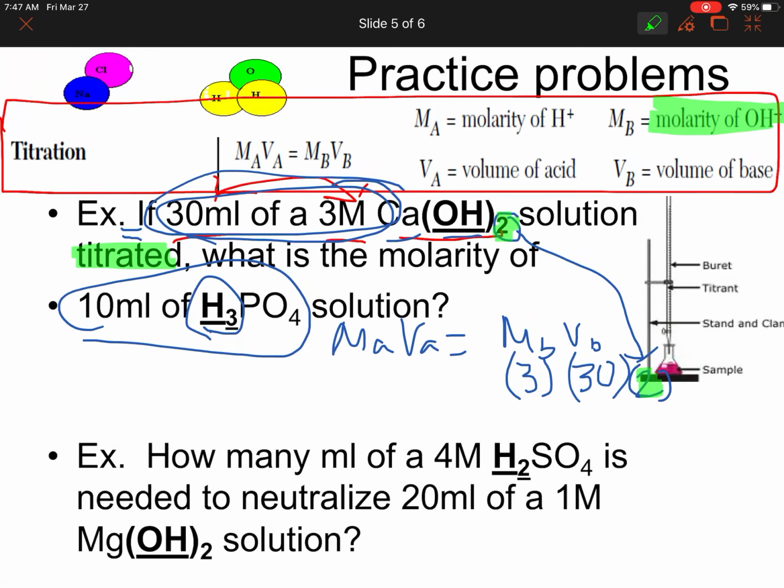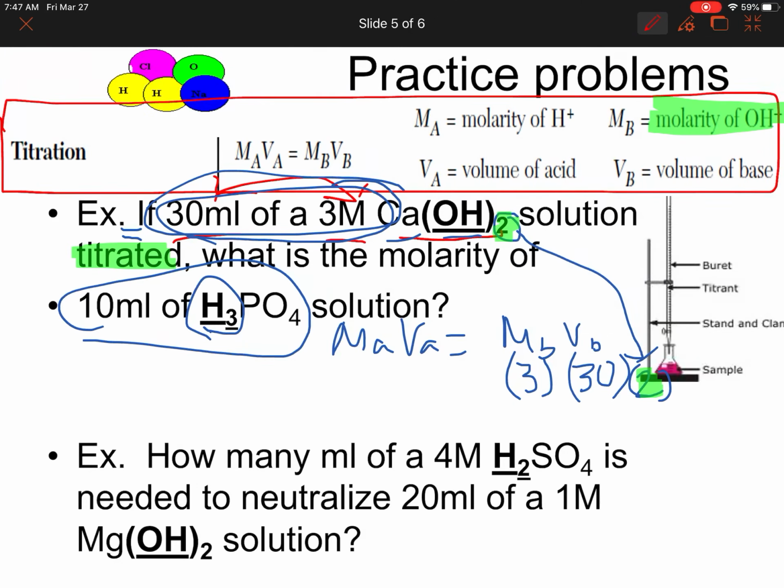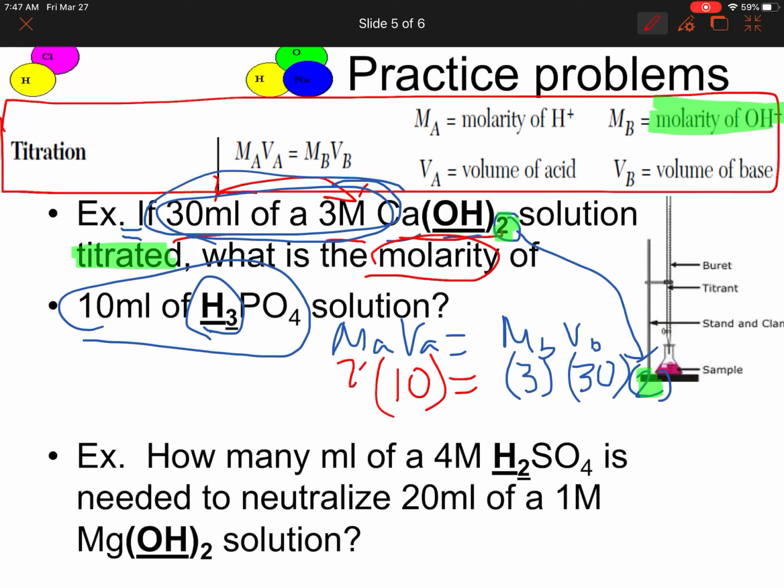Now, let's look at the other side. What is the molarity of 10 milliliters of an H3PO4 solution? Okay, H3PO4, that is your acid. So that goes to the other side. 10 milliliters of the acid goes here. It says, what is the molarity? Well, we don't know. That's going to be our X.